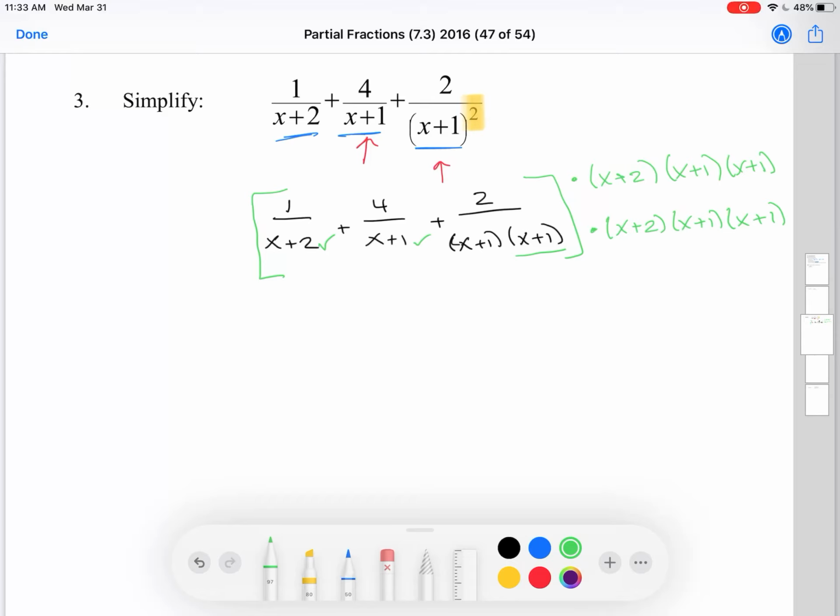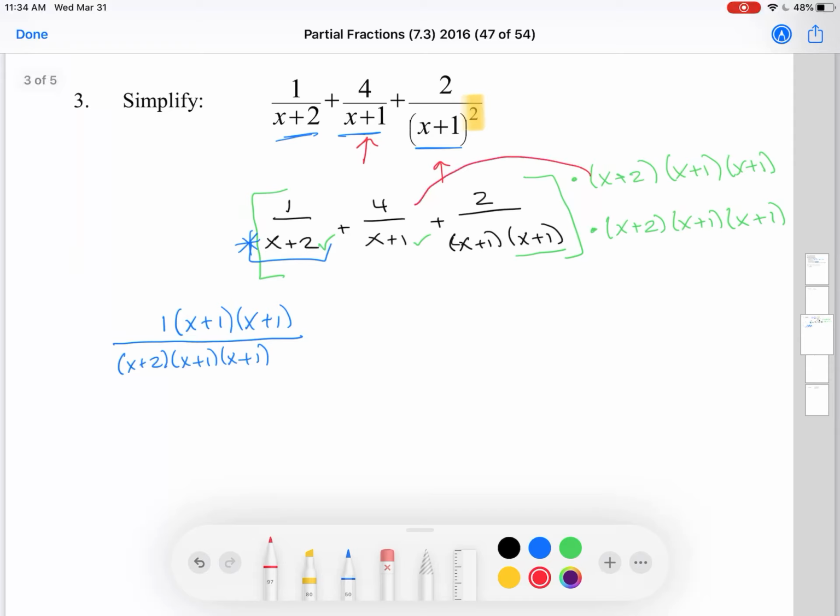If we clean things up here, I distribute to that first fraction what I have given already. I'm going to have 1 times x plus 1 times another x plus 1. The only thing that gets canceled in that case is the x plus 2 because it already existed in that denominator. Remember, our new denominator is x plus 2 times x plus 1 times x plus 1. There is no need to cancel anything right now because if we cancel, we're going to be right back to where we started, and that's not what we're looking to do.